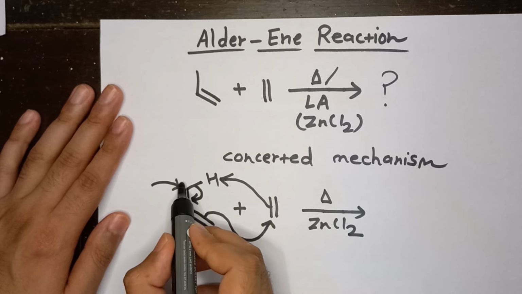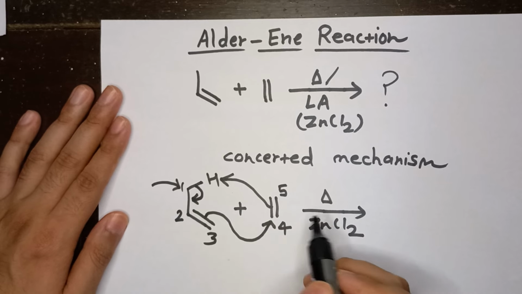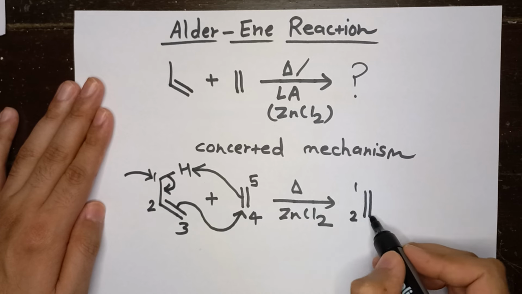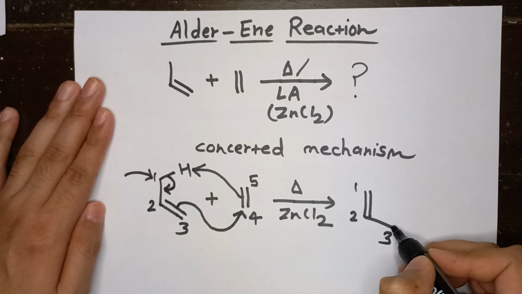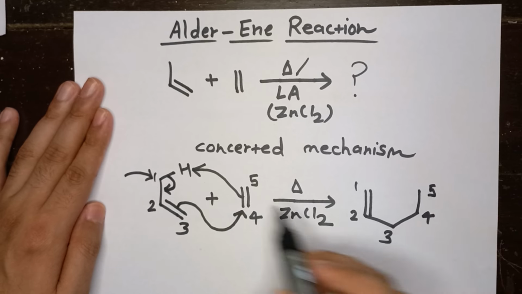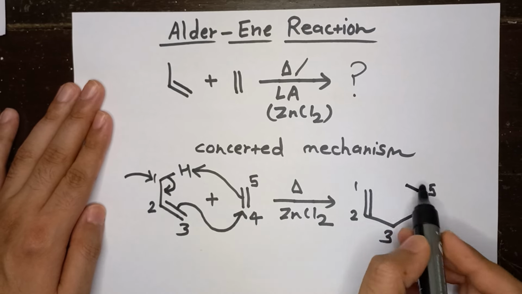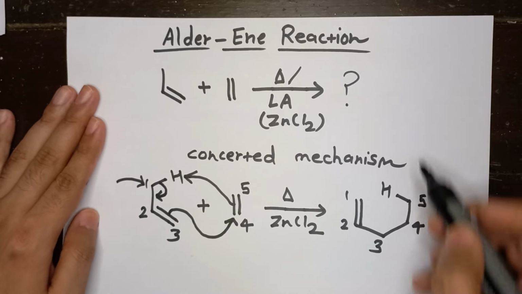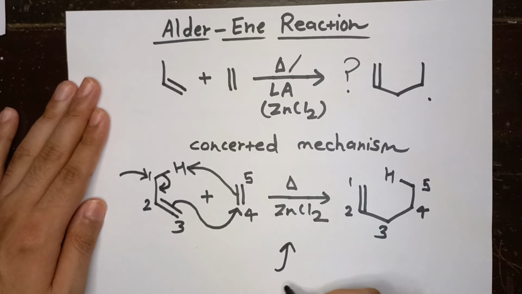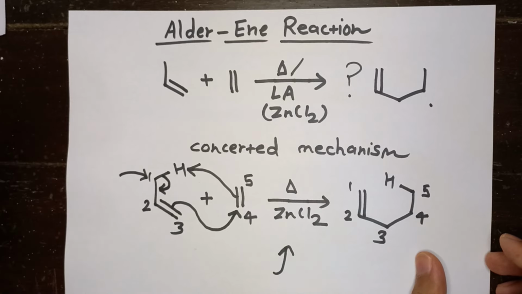Let me number them. This carbon is 1, 2, 3, 4, and this carbon is 5. So the product will have a double bond between 1 and 2. 2 is attached to 3, 3 is attached to 4, and 4 is now singly bonded with the 5th carbon. The hydrogen which was earlier attached to carbon 1 is now attached to the 5th carbon. This is the product for this reaction, and this is the mechanism for it. Now let's go ahead and solve some practice problems based on the Alder-Ene reaction.